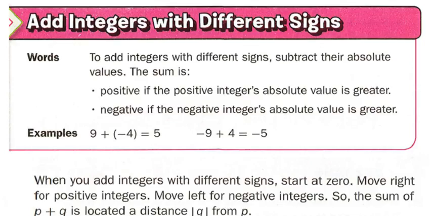So what do we do when we have integers with different signs? What happens when we have one positive and one negative, or a collection of positives and a collection of negatives? Well, to add integers with different signs, we're actually going to subtract their absolute values. So the sum is positive if the positive integer's absolute value is greater, and it'll be negative if the negative integer's absolute value is greater.